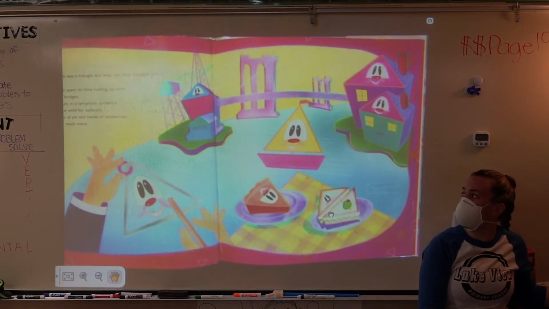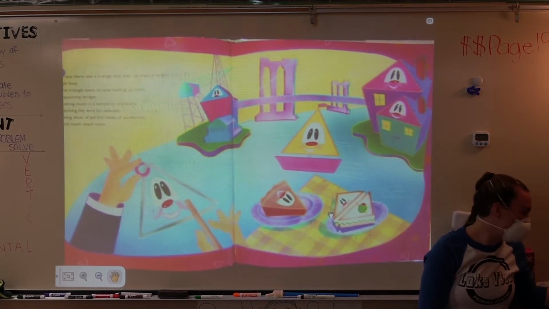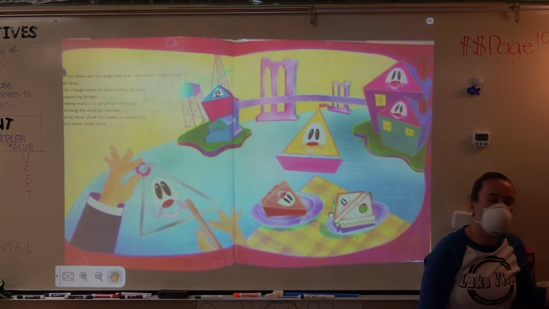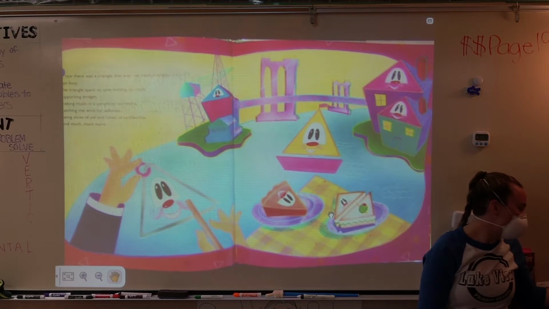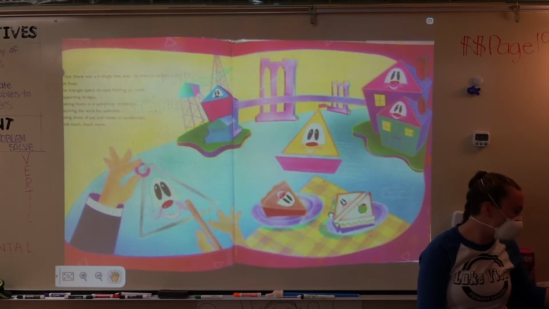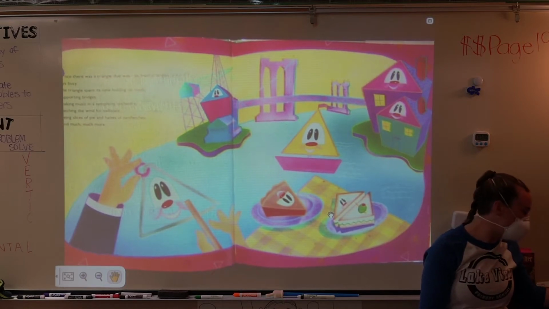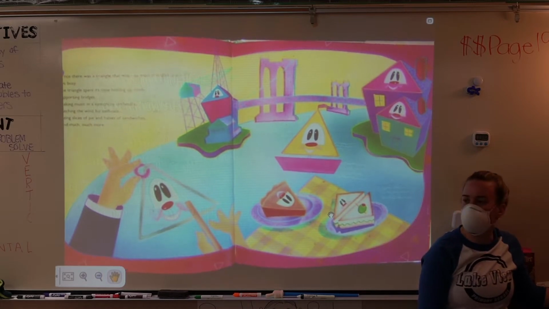There once was a triangle, and as most triangles are, was busy. The triangle spent his time holding up roofs, supporting bridges, making music in symphony orchestras, catching the wind for sailboats, being slices of pie, and halves of sandwiches, and much, much more.